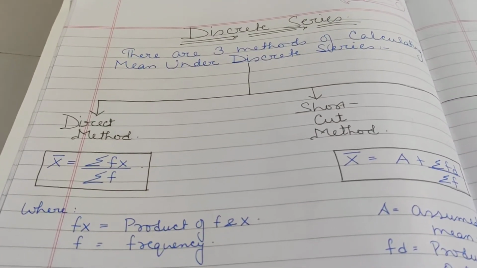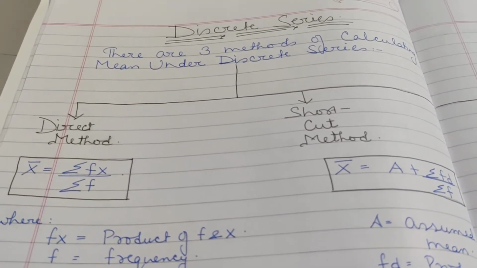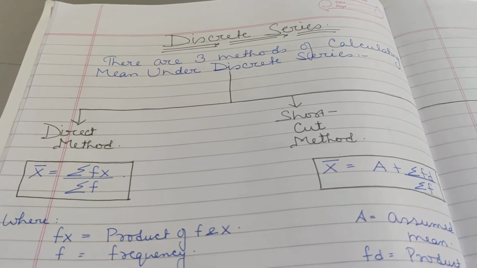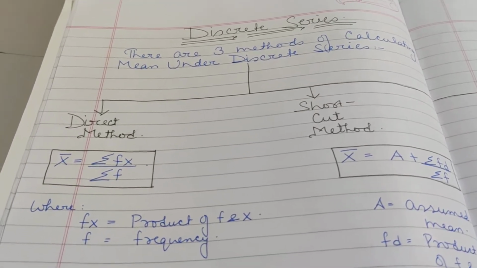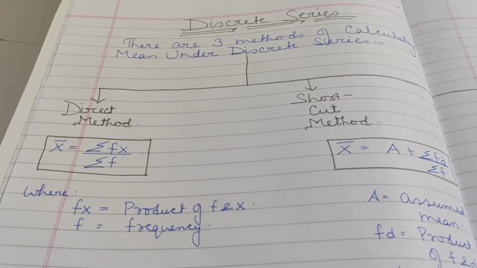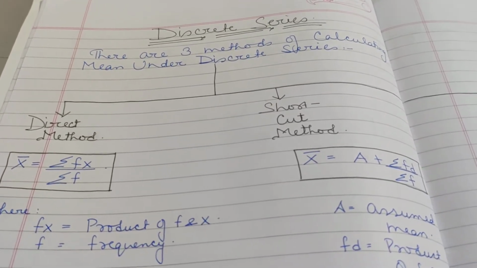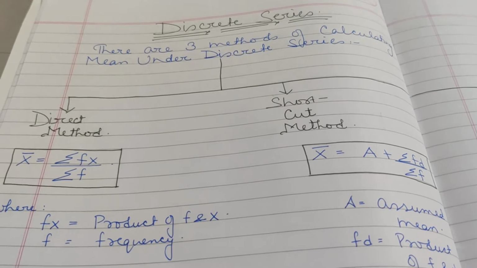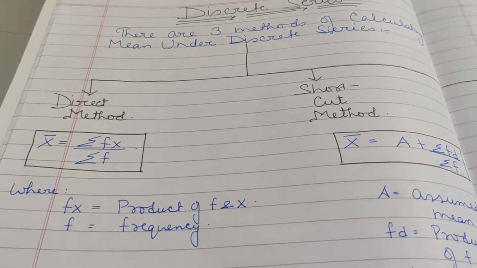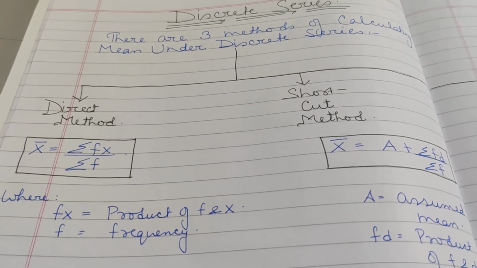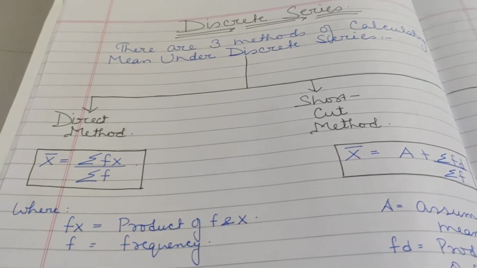Children, if you remember, the discrete series is the one where we have two things given, the x and the frequencies. Frequencies are the number of times that variable is happening, that something is happening, or that x is occurring, right? That is your f, that is frequency.